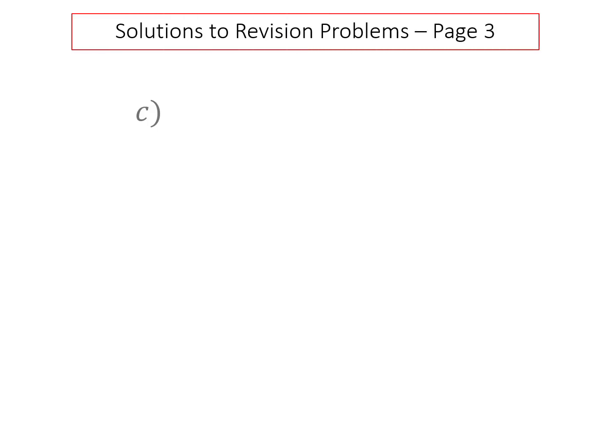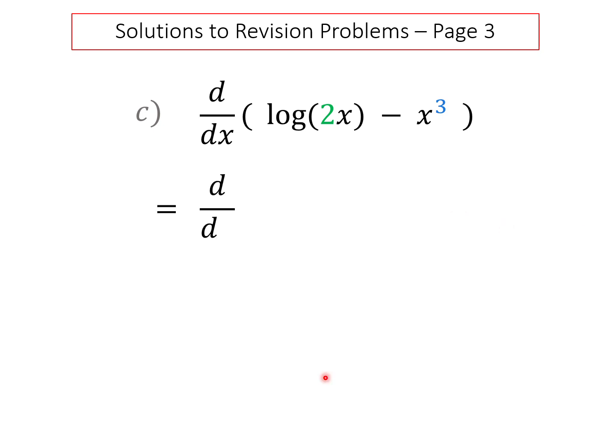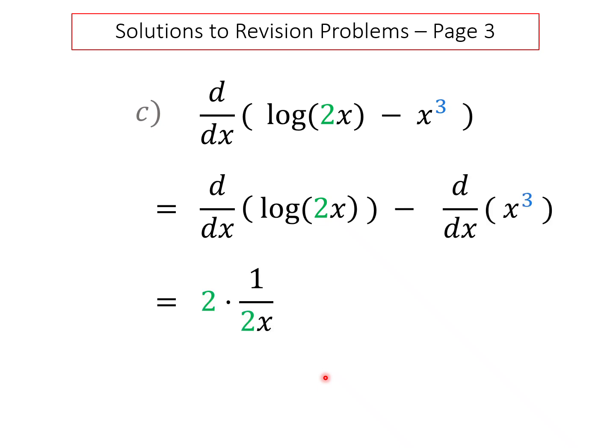Now the third sum is d/dx of log 2x minus x to the power 3. So here also we are applying d/dx on each term, and the final answer is 2 into 1 by 2x minus 3 into x to the power 3 minus 1. So it becomes 1 by x minus 3x square.